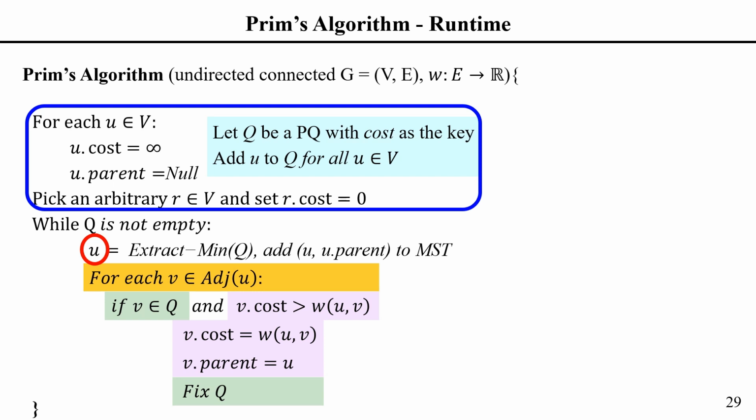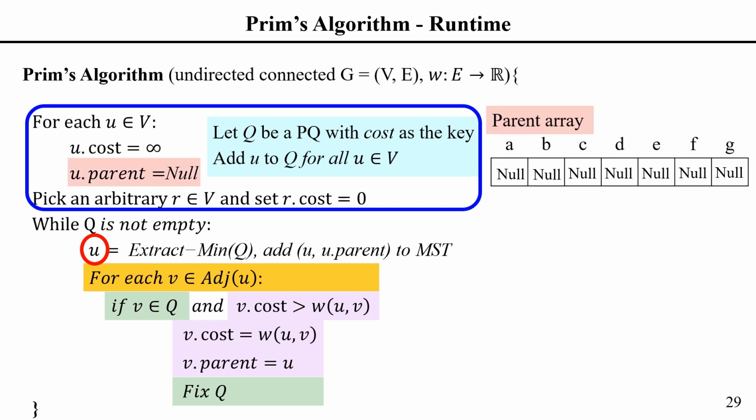Let's first analyze the initialization stage. We need to figure out a way to store the cost and parent for each vertex. For the parent, it can be stored in a parent array, which is indexed by the vertices. So that takes order V time. When we say order V, it's actually order the size of V, but we're just being lazy.